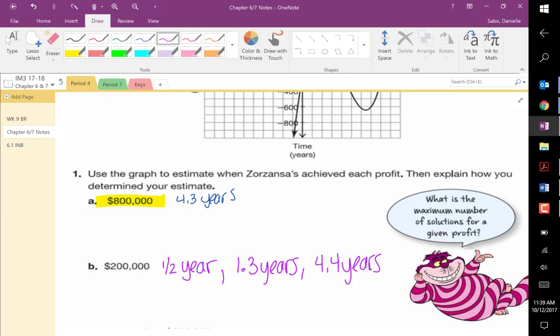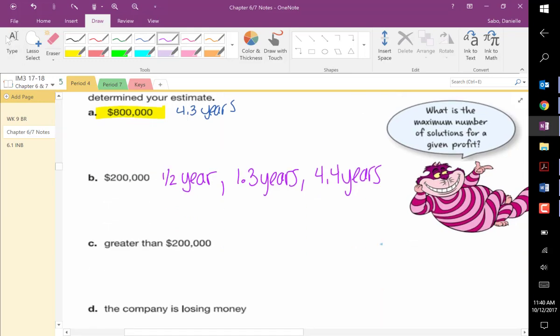Here's a really, really good question that Cheshire is asking here from Disney. What is the max number of solutions for a given profit? Okay. So remember, your max amount of solutions depends on the type of function you have. Can anyone tell me what we just learned last chapter, what this function's called? It's not quadratic, it's cubic. And cubic is what degree polynomial? 2, 3, 4, what is it? 3. So what's the max amount of zeros I can, or profit I can have? 3. Yep. Good answers.